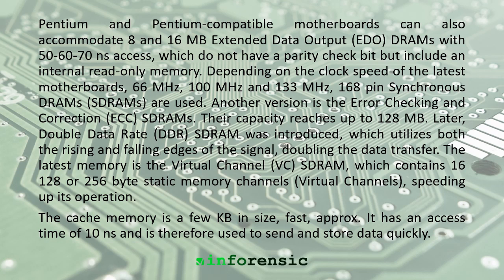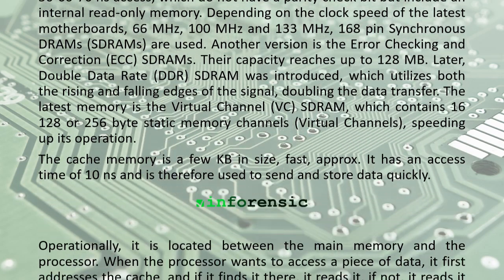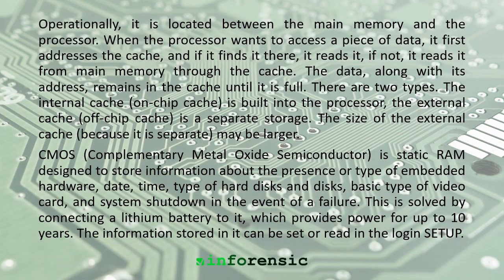The cache memory is a few KB in size and fast. It has an access time of approximately 10 ns and is therefore used to send and store data quickly. Operationally, it is located between the main memory and the processor. When the processor wants to access a piece of data, it first addresses the cache, and if it finds it there, it reads it; if not, it reads it from main memory through the cache. The data, along with its address, remains in the cache until it is full.